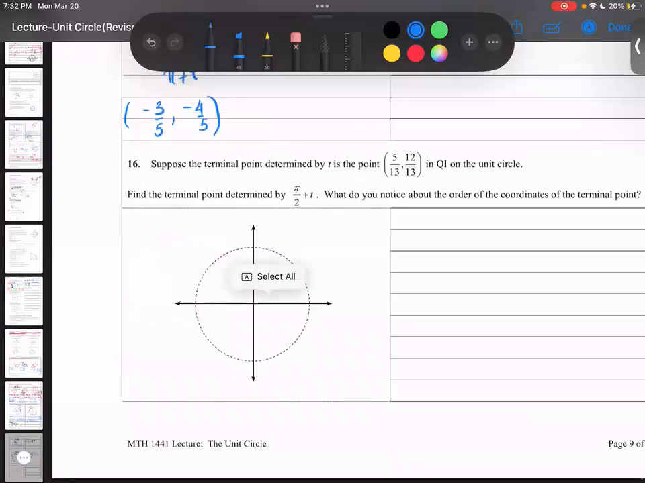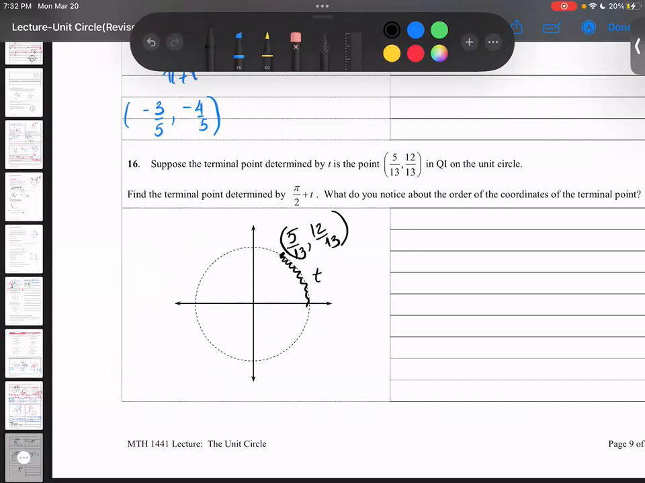Number 16. Suppose the terminal point determined by t is the point 5/13 and 12/13 in quadrant 1. I'm just going to approximate, right? 5/13 right there and 12/13 right there. And this right here, that is t. Find the terminal point determined by pi/2 plus t.